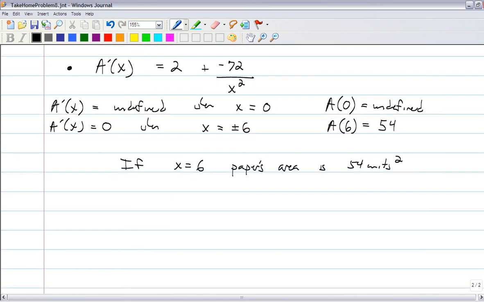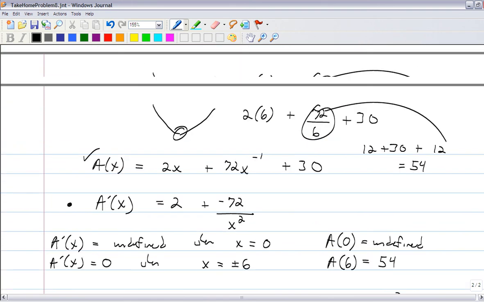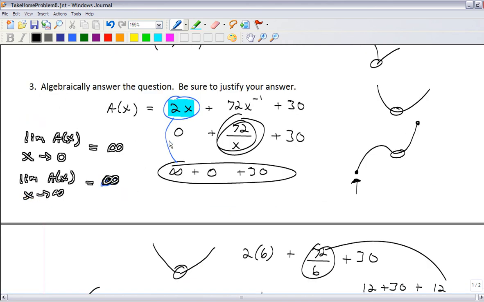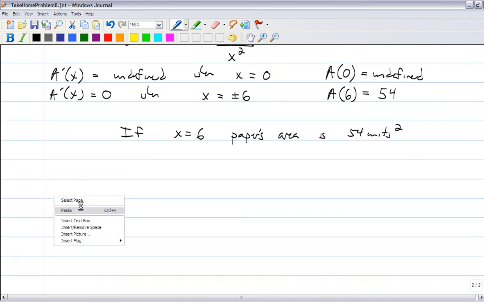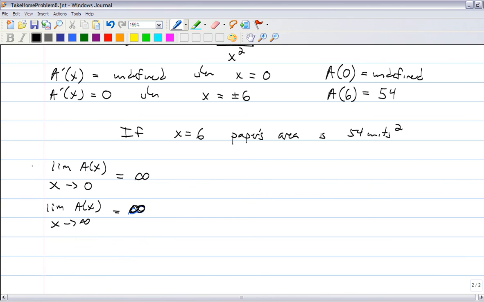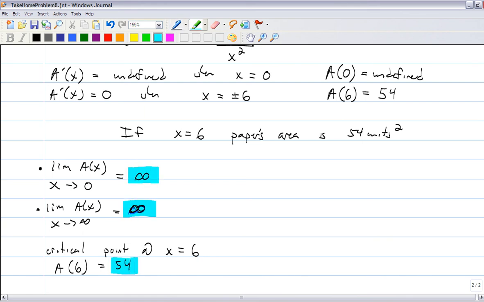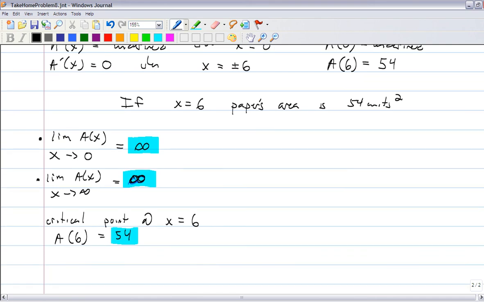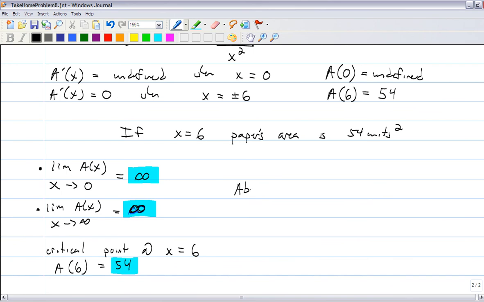Okay, so I'm going to summarize this again. What we're going to use to make our decision on what the minimum is, we have this one here. So we've considered the endpoints. Critical point at x equals 6 and A of 6 equals 54. So if you compare these three things, what is the smallest? Well, 54 is the smallest, and that as a result of x being 6. So I would say, absolute min of 54 when x equals 6, 54 inches squared.